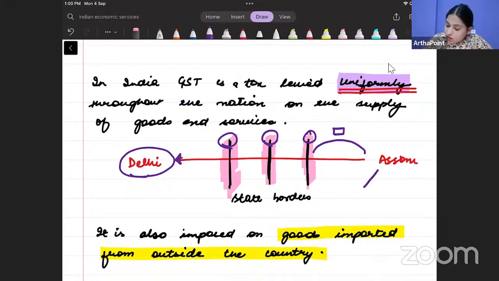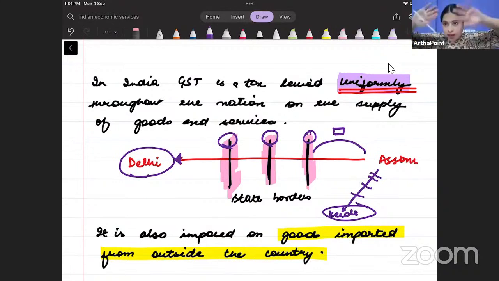अगर यही product को असम से केरला जाना है, तो number of borders अलग होंगे, tax अलग होगा. अगर दिल्ली जाना है, number of borders अलग होंगे, tax अलग होगा. So when the same product had to reach different parts of the country, its price kept on changing. उसका price continuously बदल रहा था. That means there was no uniformity. है ना? Price uniform नहीं था.